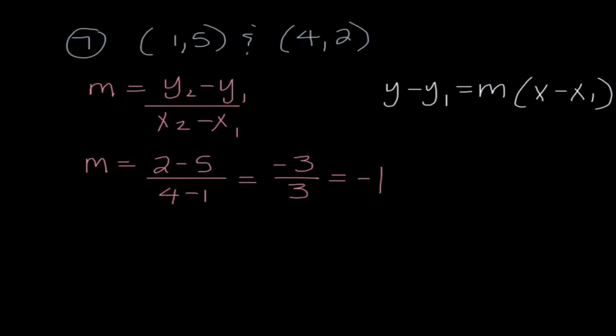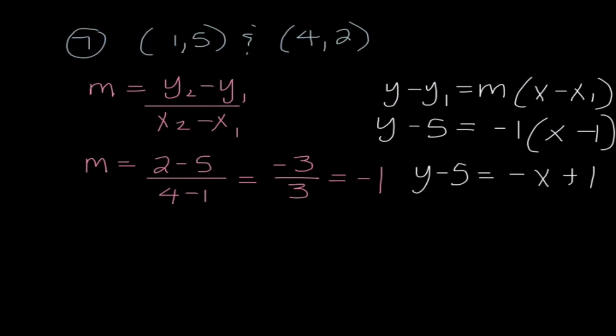Now, I have some options here. I have 2 different ordered pairs, and I can choose either one of those to substitute in for x sub 1 and y sub 1. I normally choose the one that looks the easiest. Here, I think they look pretty similar. They're both smaller numbers, and both numbers are positive. So I'm just going to go with that very first one. So I have y minus 5 equals negative 1 times x minus 1. When I distribute the negative, I get negative x plus 1. And then when I add 5 to both sides, I get y equals negative x plus 6.